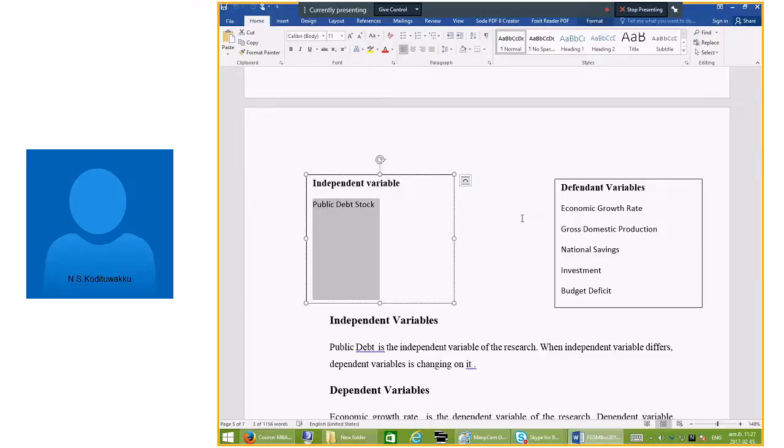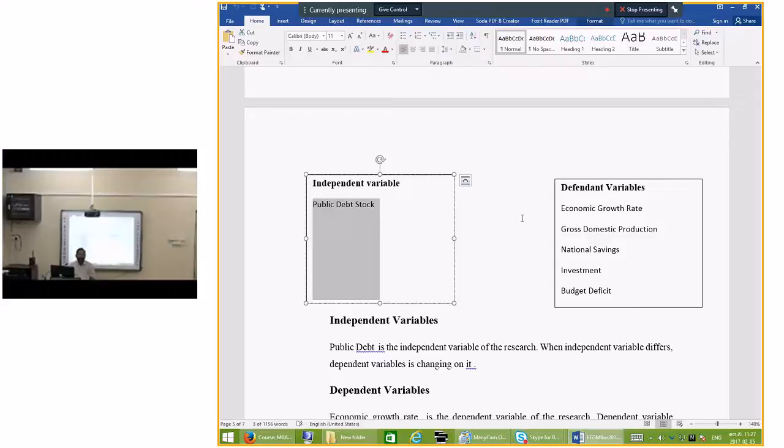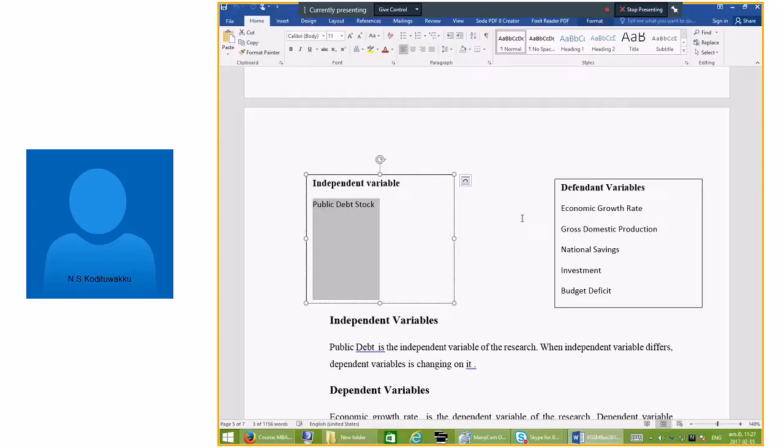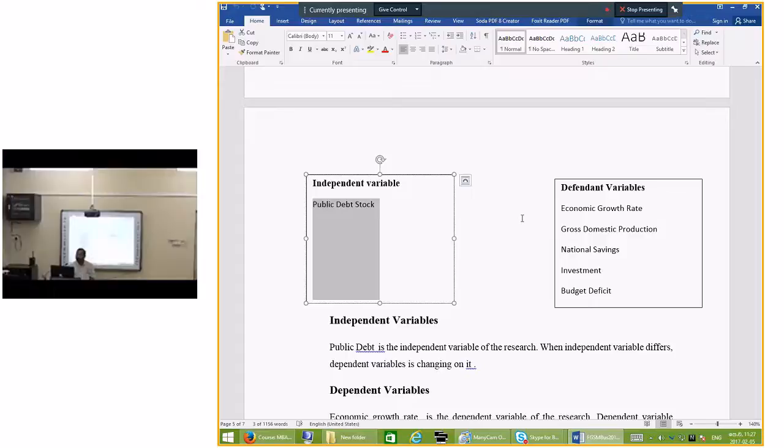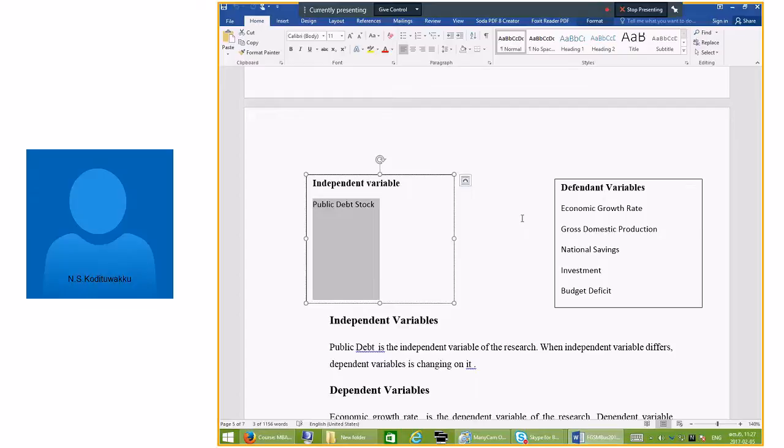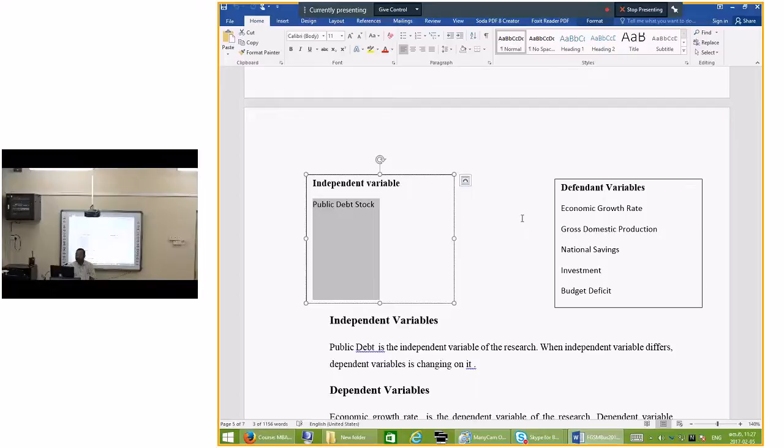Yes, sir. Are you going to take the Nobel Prize? Public debt stock from 1959. Okay. Now economic growth rate from 1959. Okay. Yes. Gross domestic production. All from 1959. All from 1959. No, it is better. Now I know that the data is available from 1959 to 2016.